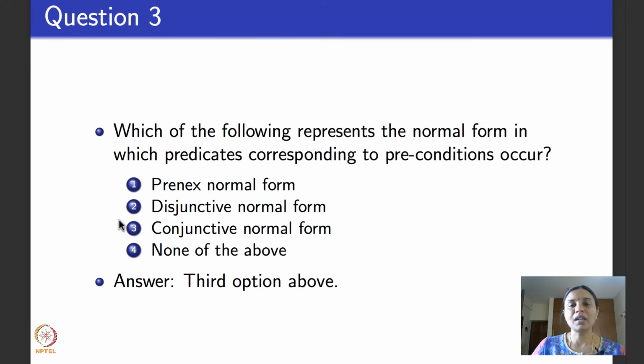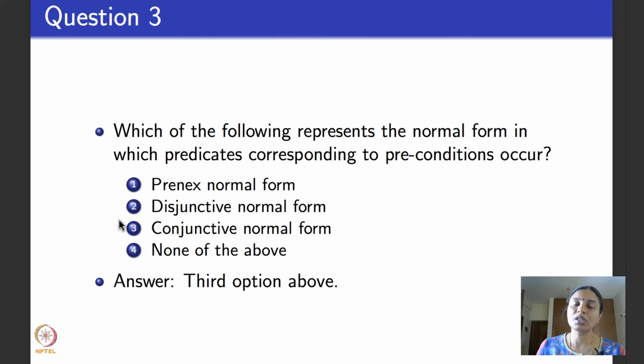So if it's an AND of all the individual clauses, or an AND of what are called disjuncts, where inside there are ORs, then the normal form is conjunctive normal form, because conjunct represents AND, and this entire predicate which occurs as a precondition is an AND of all the individual conditions. Because we really cannot write an OR, because you can't say that one of the preconditions should be true.